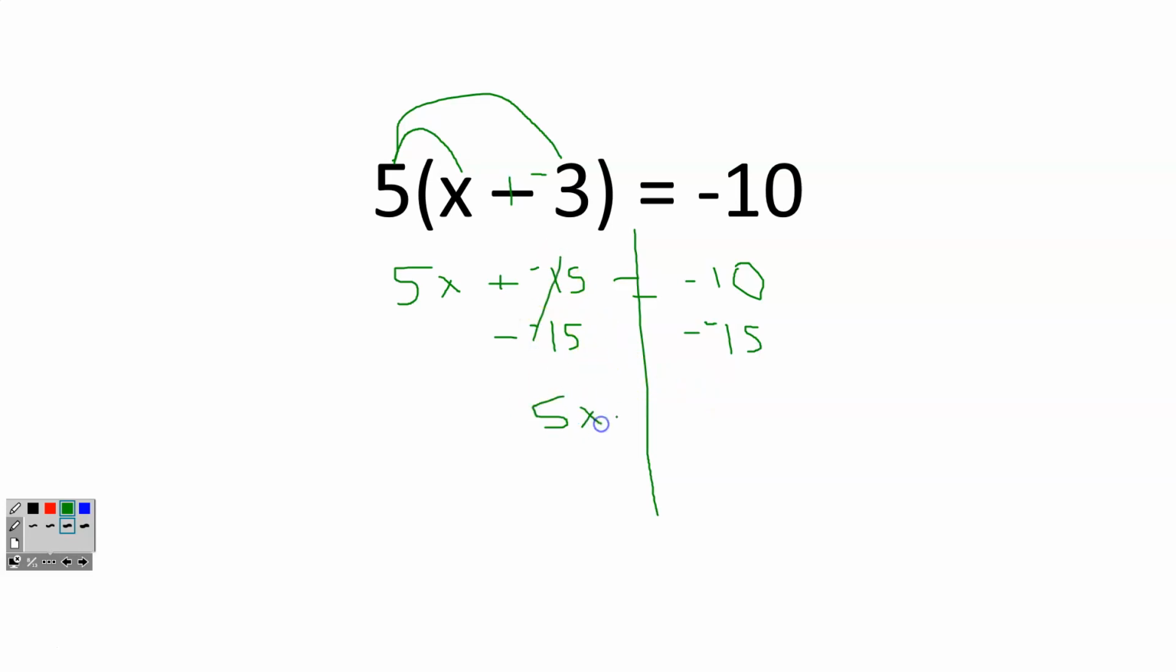I'd bring down my 5x. And 10 minus a negative 15 is actually going to give me a positive 5. I'm going to divide both sides by 5. And that's going to give me an answer of x equals 1.